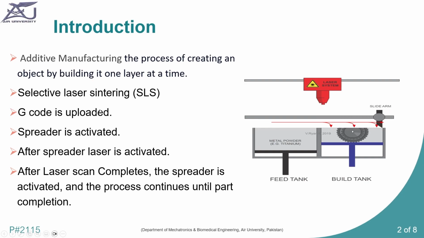Here are the steps that the SLS printer follows. SLS powder is sintered to produce parts. The steps include: G code is uploaded, and a spreader is used to spread the raw material on the bed. After the spreader, the laser sinters the layer, and the product is completed here. The feed tank is up and the build tank is down. So our product that is finally formed is here.